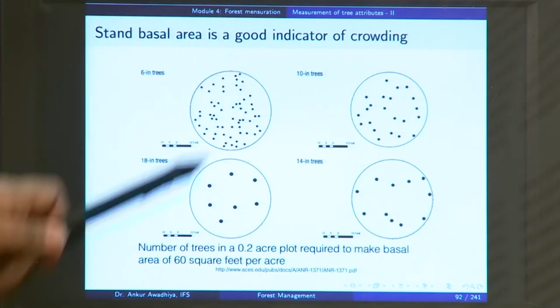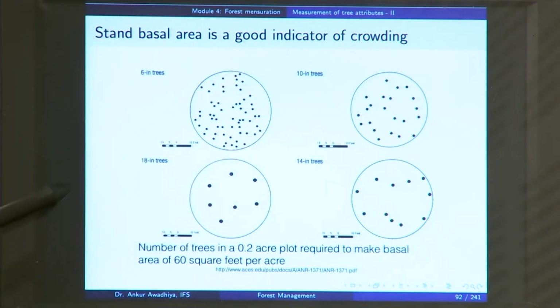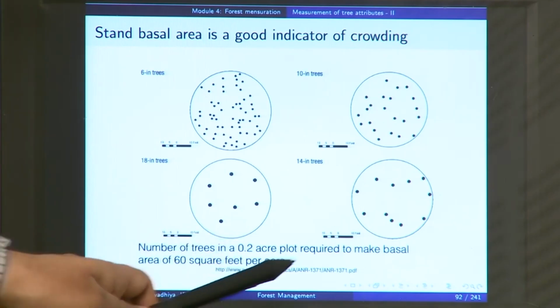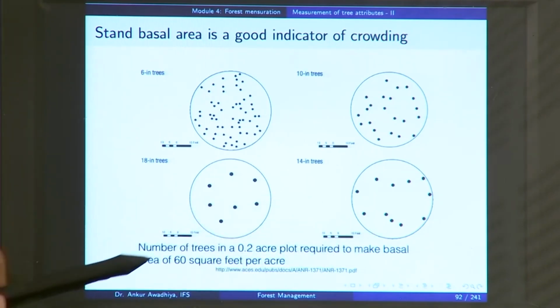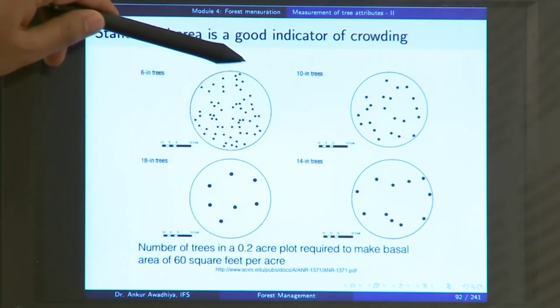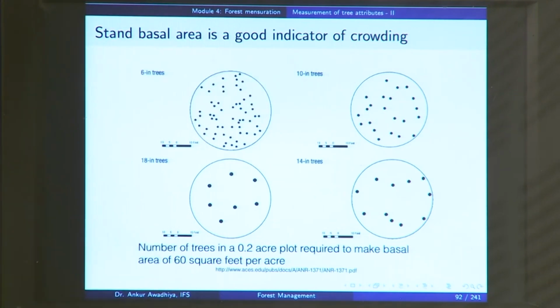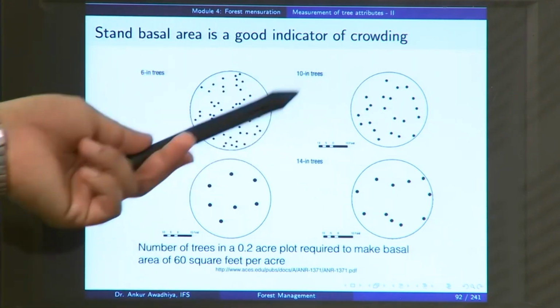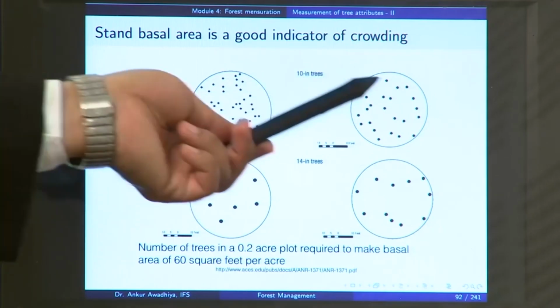Now, these 4 stands are representing the number of trees in a 0.2 acre plot that are required to make the same basal area of 60 square feet per acre. So, what we are seeing here is that if you have 6-inch trees, you will require so many trees to make up a basal area of 60 square feet per acre. But then if the tree size increases, you require a fewer number of trees as compared to this one.